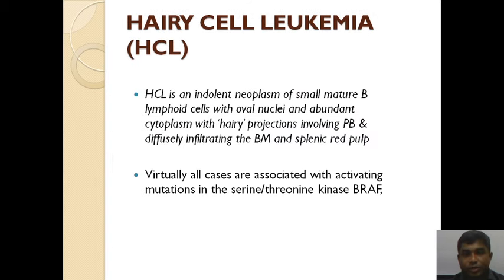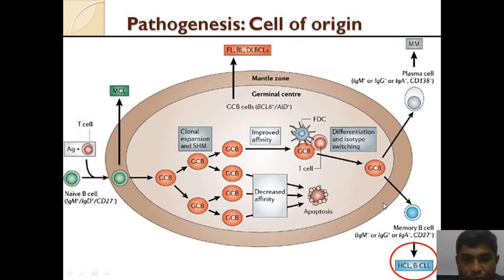Next we go on to hairy cell leukemia. It is an indolent neoplasm of small mature B cells. The characteristic feature is presence of hairy projections, which differentiate it from other lymphomas and CLPDs. And recently, most of the cases are found to have mutations in BRAF, which is a serine kinase, and it arises from the memory B cell stage.